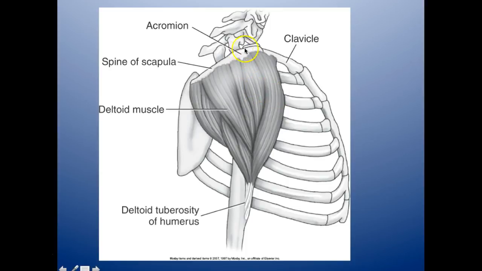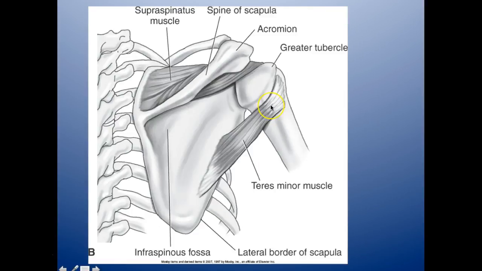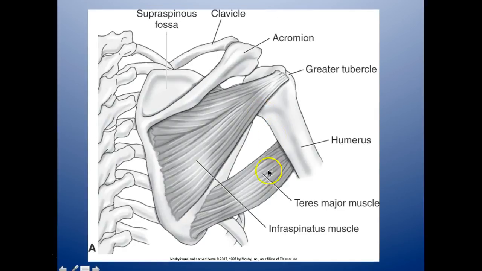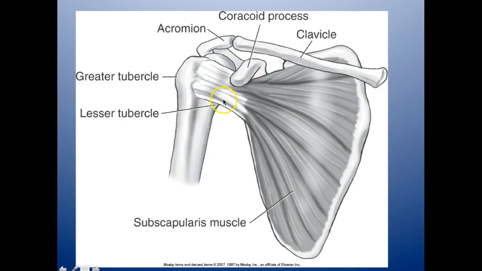So looking here, this is the spine of the scapula, and here's your clavicle. This is your deltoid muscle, and you can see where it comes down to the deltoid tuberosity. So when you're scanning, you need to make sure that you cover that completely. Looking here, we have your infraspinatus muscle with your teres minor and, oh, your teres major, sorry. This is your teres major. Supraspinatus muscle, and here's your teres minor. And looking here, this is your subscapularis muscle. You can see where it attaches in the groove there.